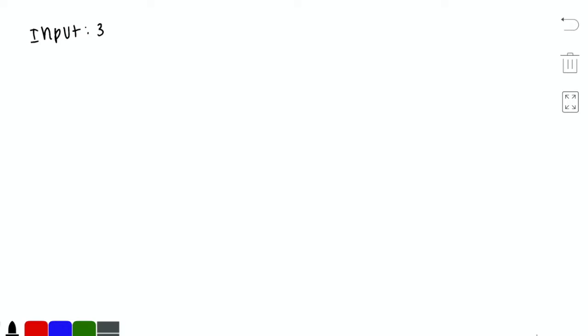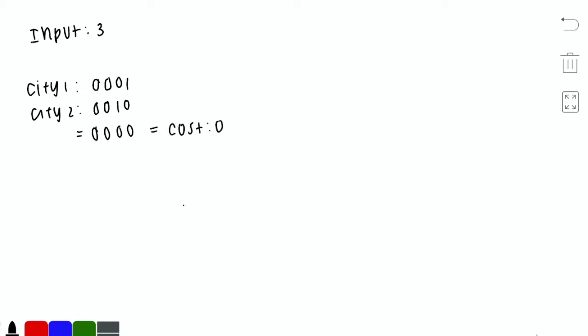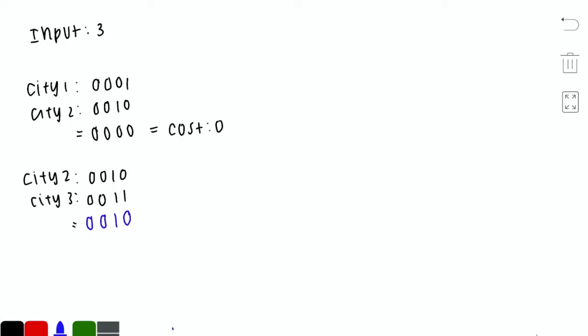So then let's look at each pair of cities and see what it would cost to build a road between every pair. So again, if we have cities 1 and 2, we already determined that this is not possible because if we perform the bitwise AND operation, we would get 0, 0, 0, 0. So we would get a cost of 0, basically. And then let's look at cities 2 and 3 now. Now this time, if we perform the bitwise AND operation, we get 0, 0, 1, 0. And so now here, the cost is 2, because the 1 over here represents 2.